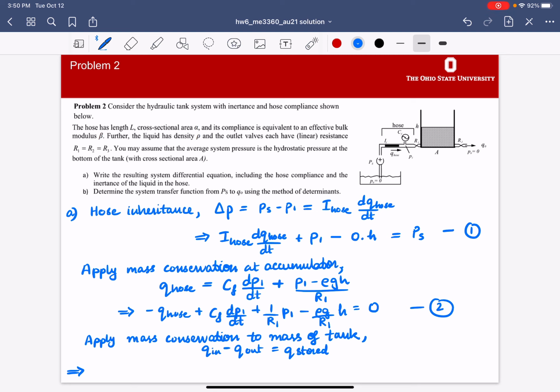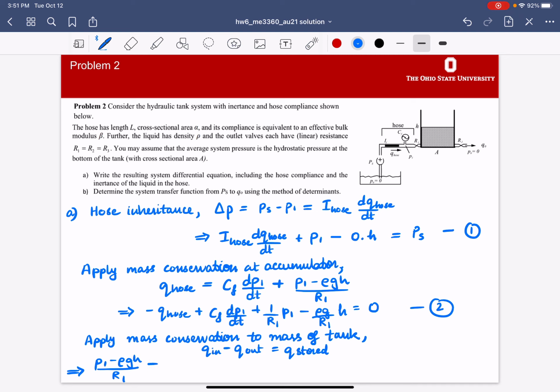so what is coming in? The flow coming into the tank, as you guys know, is the same as what we had used for our second expression here. So P1 minus rho GH divided by R1. The flow going in through the first valve is the flow that's coming in. So we can write it down as P1 minus rho GH divided by R1. That is Q1, that is the Q in.